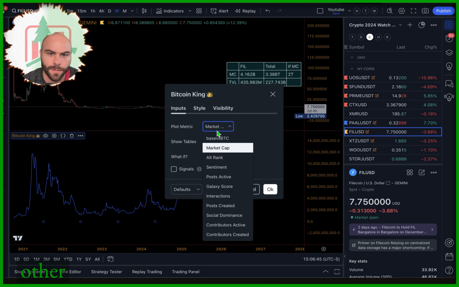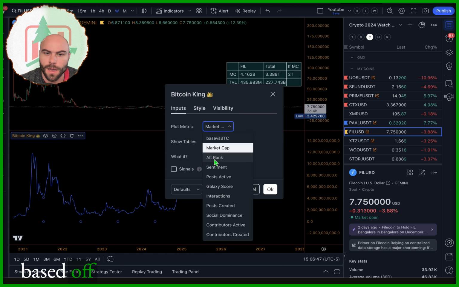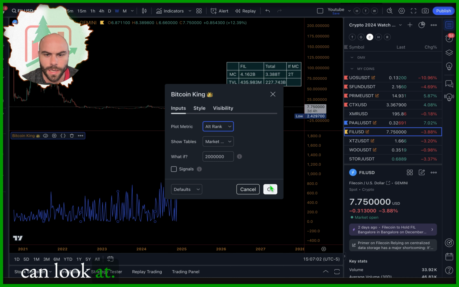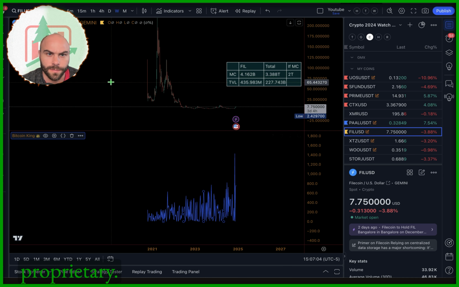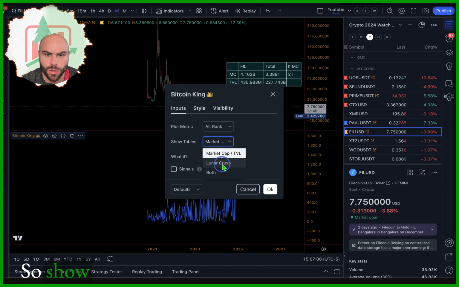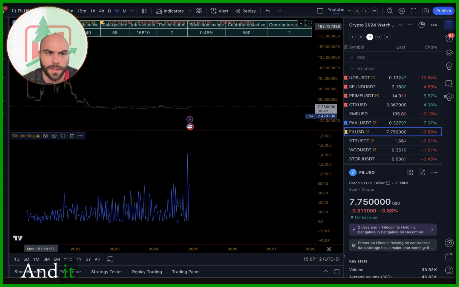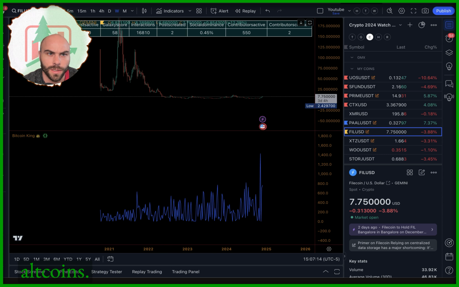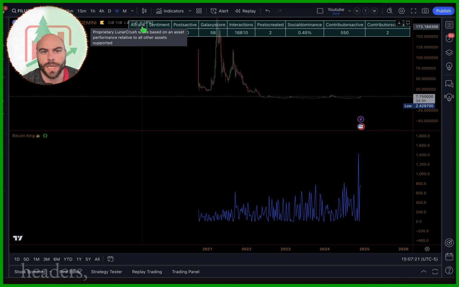And then in here, other metrics that you can look at. These are based off of Lunar Crush, which is a data service that has different rankings, different scores, sentiment and stuff like that. So they have their own altcoin ranking that you can look at. I don't know, it's proprietary. We can pull up the table here. So show Lunar Crush table and it gives you a score based on all the altcoins. So here, if we hover over these headers, it's going to say proprietary Lunar Crush score based on an asset performance relative to all the other assets supported.